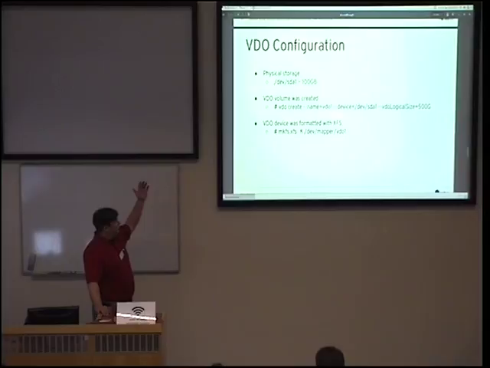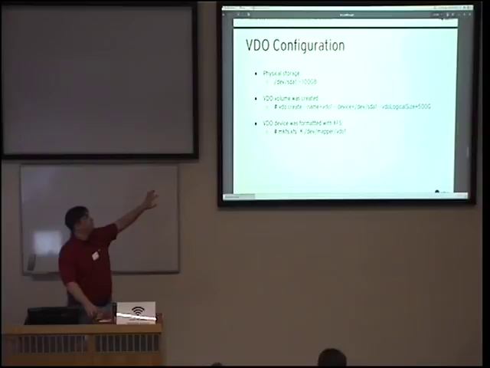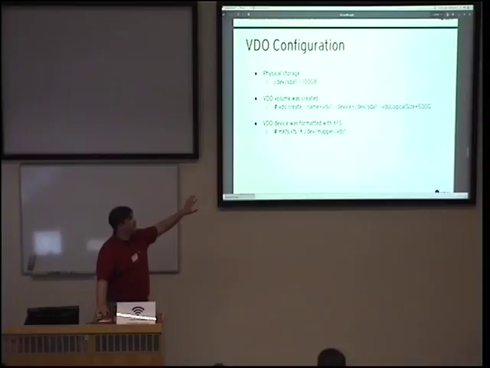So those packages are installed automatically. Essentially, it's finding the storage you want to use and creating the VDO volume: VDO create, volume name, device, and then the logical size you want to specify. The logical size may or may not be important for you right away, and it depends on whether you can grow your file system or your partitions above VDO.